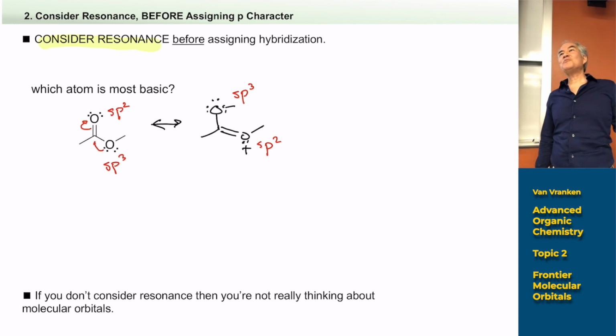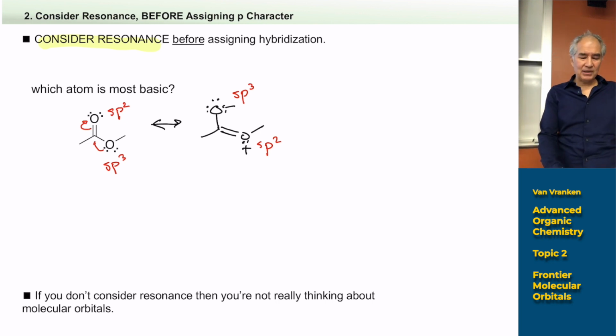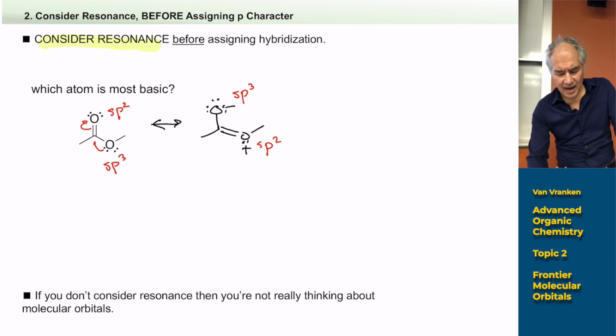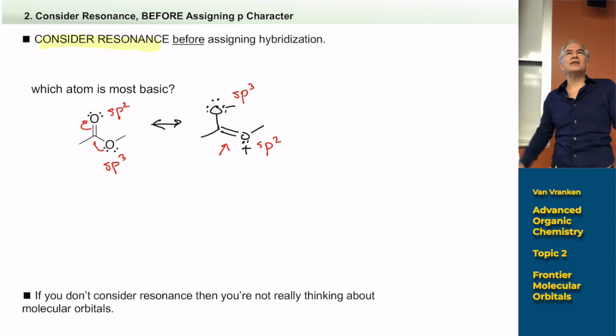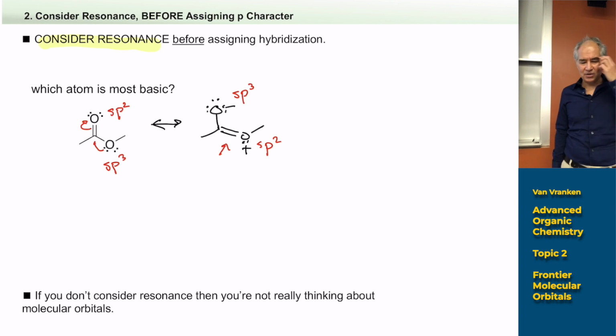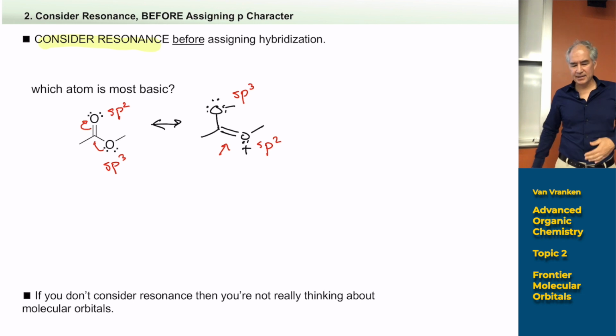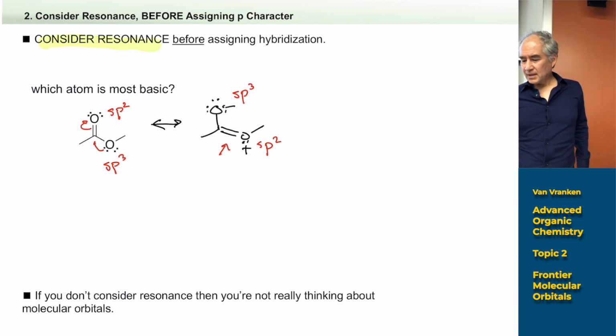Is it sp2.5? Maybe. But you're not going to be able to assign hybridization accurately unless somebody tells you something like how much double bond character there is. And then maybe you could start to say, is it more like sp3 or more like sp2? But you wouldn't want to conclude that the carbonyl lone pairs are pure sp2 because that means you're not considering resonance. Okay, so think about resonance before you assign hybridization.